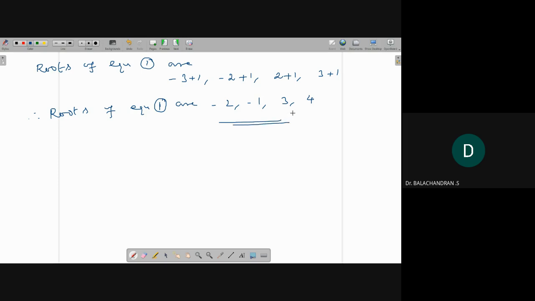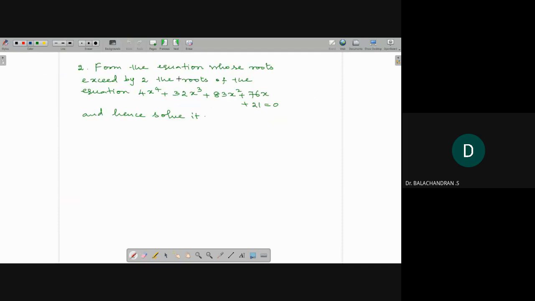Okay. So next problem. Form the equation whose roots exceed by 2 the roots of this equation: 4x power 4 plus 32x cube plus 83x square plus 76x plus 21 equal to 0, and hence solve it.